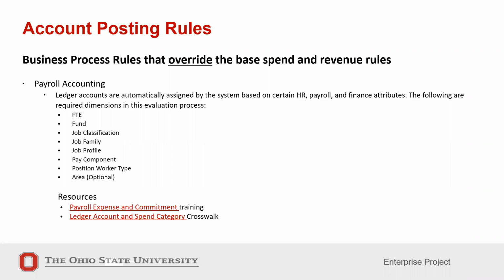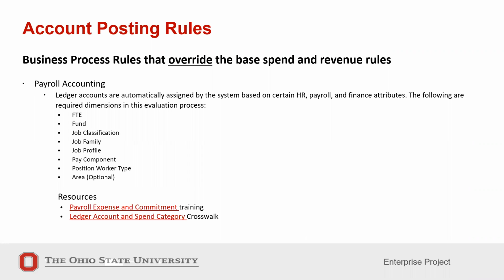When you're looking at that report, it's important to know that each business process might have account posting rules that override the spend and revenue rules. For instance, with payroll ledger accounts, you typically don't see a lot of those on that report, because those rules assign ledger accounts based on HR, payroll, and finance attributes, and the rule is actually written on the payroll side. Here we've provided a list of dimensions used in this evaluation process to determine what ledger account would be used on the transaction.